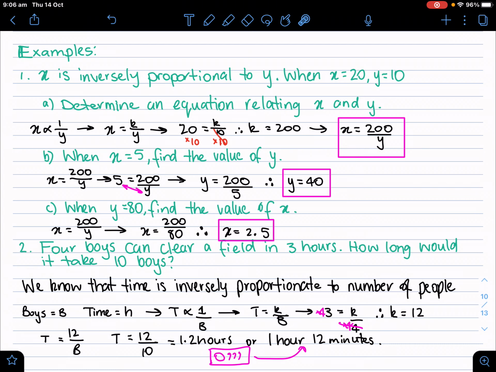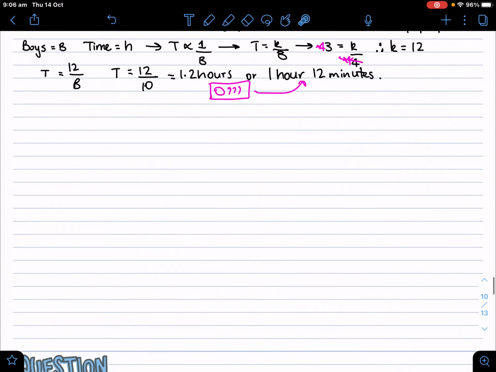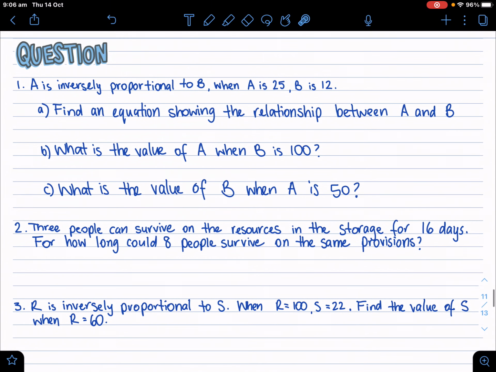Hopefully, those examples gave you a better understanding of the steps for inverse proportion. I have a few questions here. Pause the video, try the questions, and then come back for the recommended answers.